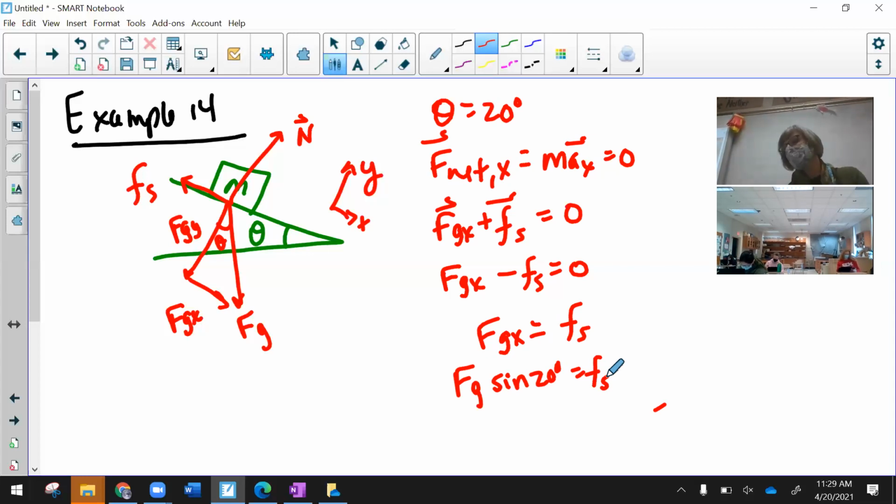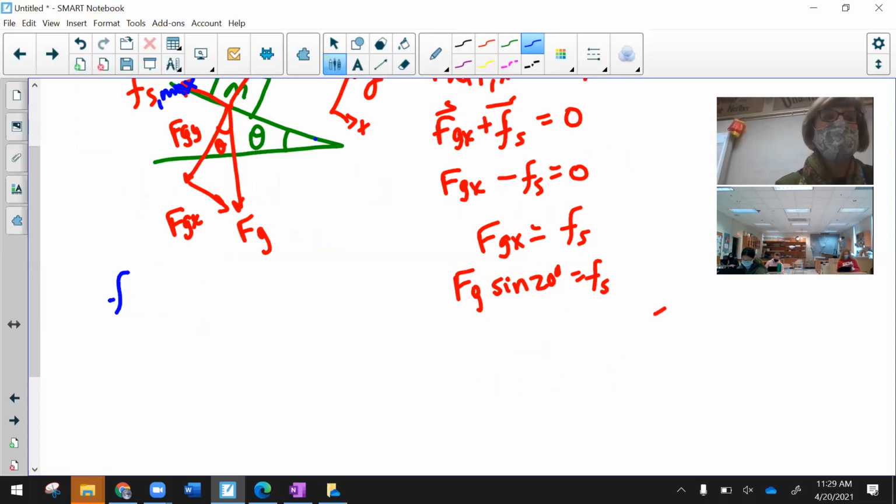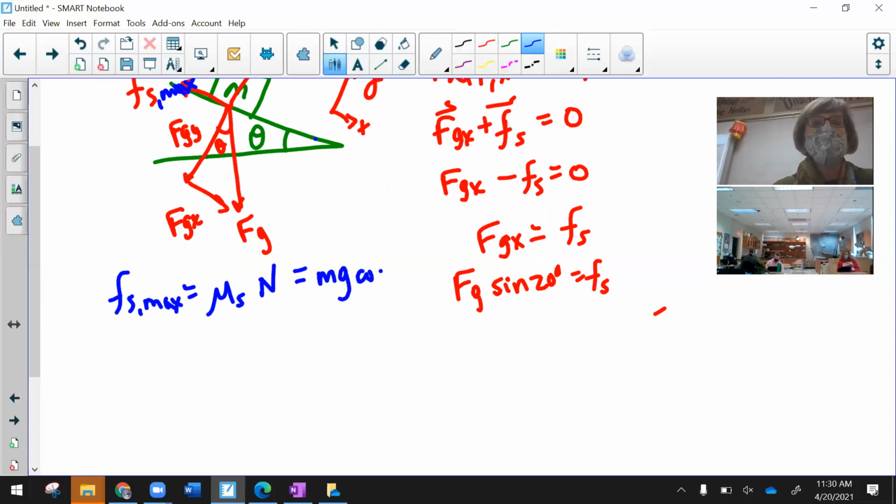Sure. So now I want to know at what angle it's going to slide. So I can leave my same picture there, but what I want to change is I want Fs to be Fs max. So in that situation, I know that Fs max is going to be mu s, which I looked up, times the normal force. And the normal force is going to be equal to mg cosine theta, right?